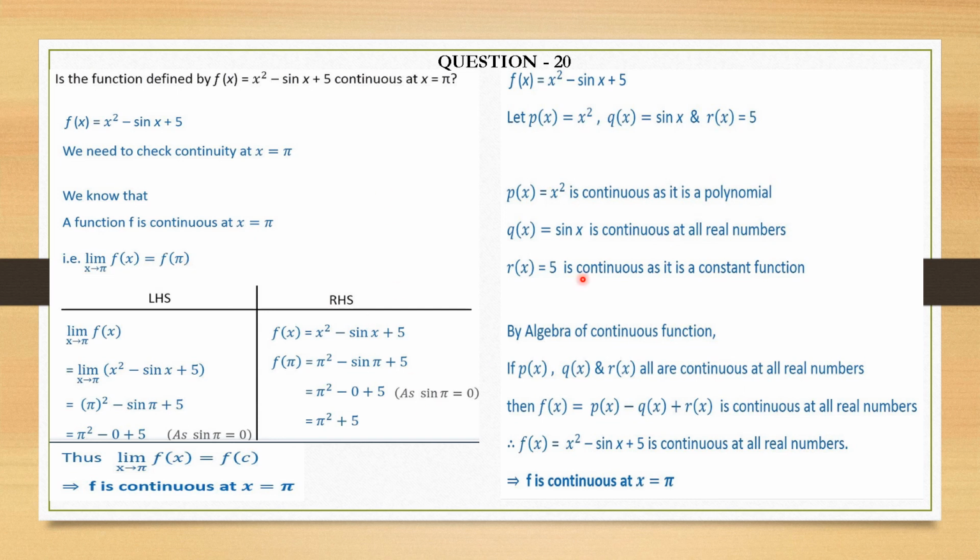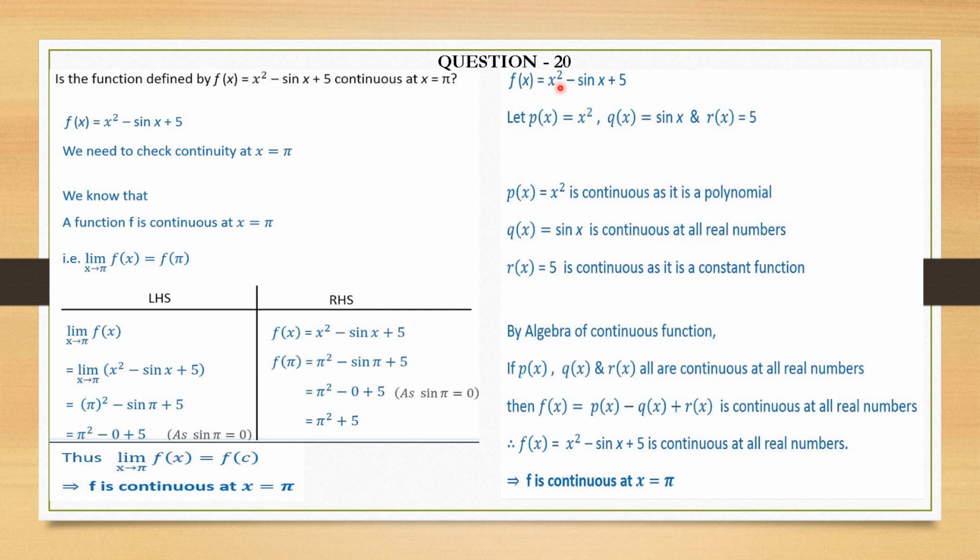This is method number 1. This is the simple method number 2. As the function is defined simply, you can also go for the right hand limit. It is x squared minus sin x plus 5, so it is pi squared plus 5. This side is also turning out to be pi squared plus 5, and f(pi) is also pi squared plus 5.